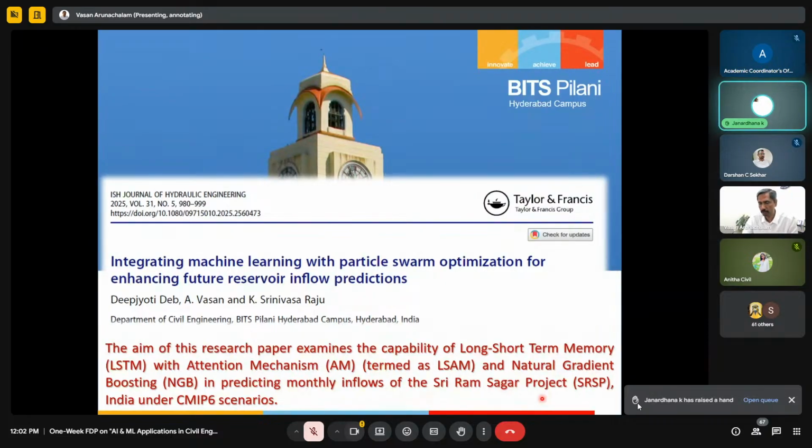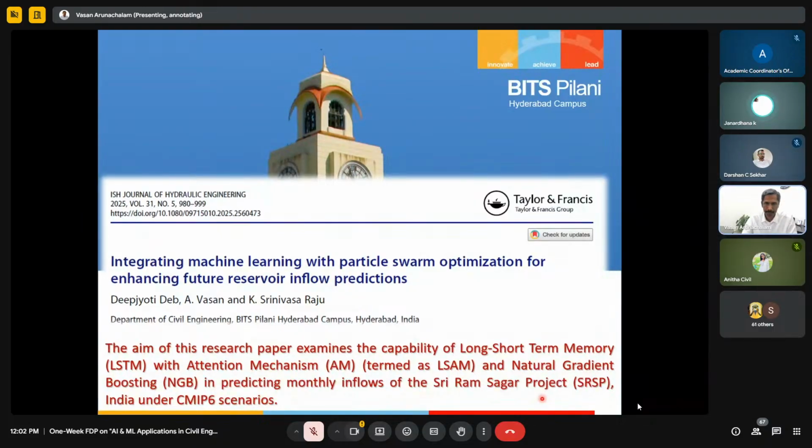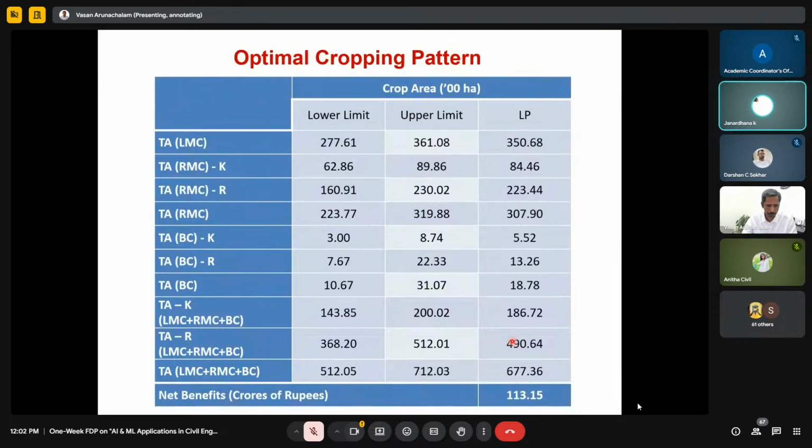Yes, please. Sir, there is the 113.15 crores, whatever you told. It was your calculation after applying AI and ML to the system. Correct, am I right, sir? Before applying, how much was the net benefit, sir? Usually these numbers, we don't have directly.